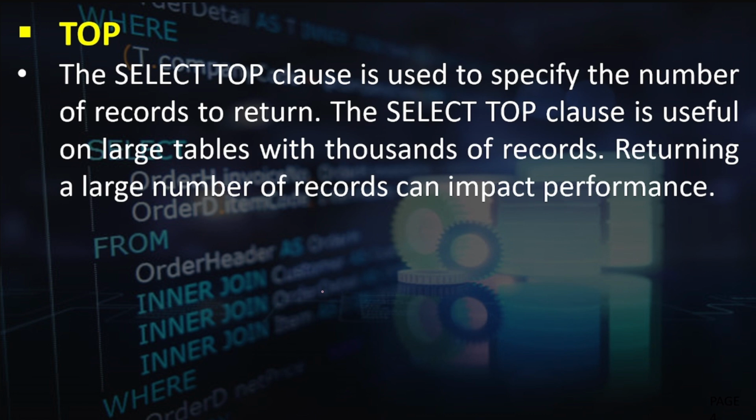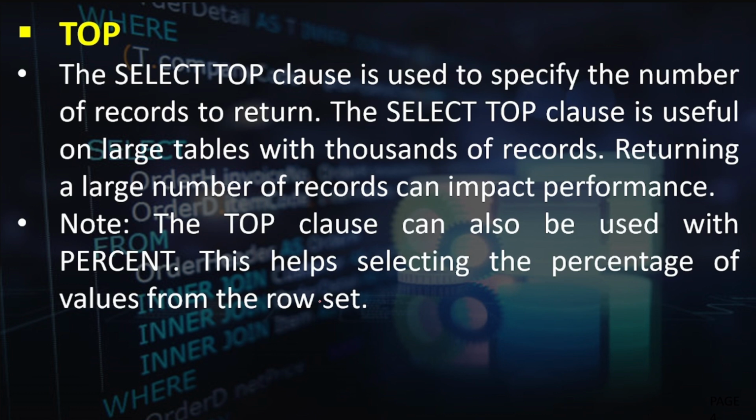So let's say if you have huge records, thousands of records, out of which you want to select a couple of records, like top 2, so for that you can use top. Top is also used with percent. Let's say you have 200 records and you want to display only 50% of this, then in that case you can use percent as well.